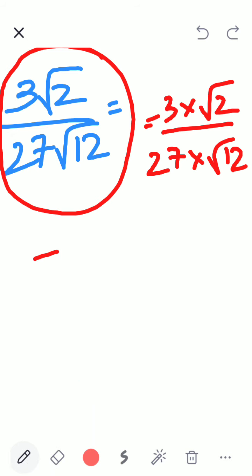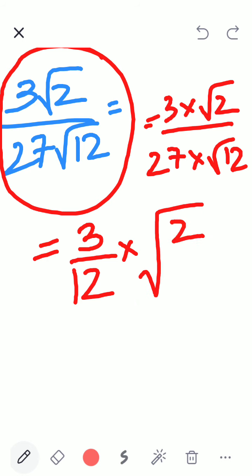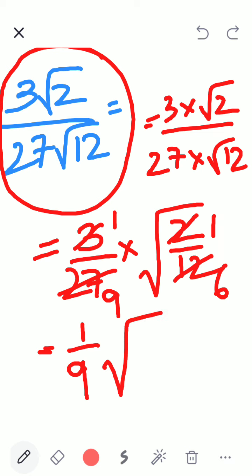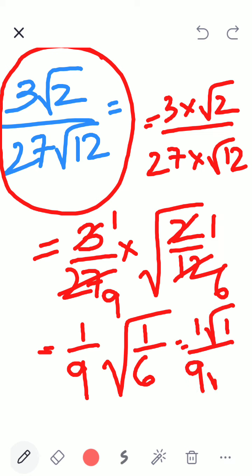So here, combination is very, very simple. I will combine the numbers which are outside the houses, and I will keep the numbers which are inside the houses together. Then I will do simplification. 2 ones are 2, 2 6s are 12. Sorry, this is not 12. This is 27. 3 ones are 3, 3 nines are 27. So I will get 1 by 9 root 1 by 6. So 1 divided by root 6.